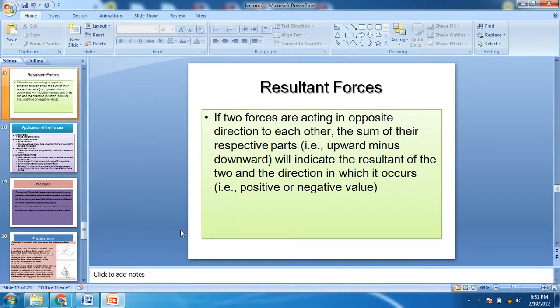Resultant forces. If two forces are acting in opposite directions to each other, the sum of their respective parts, upward minus downward, will indicate the resultant of the two and the direction in which it occurs, positive or negative values.